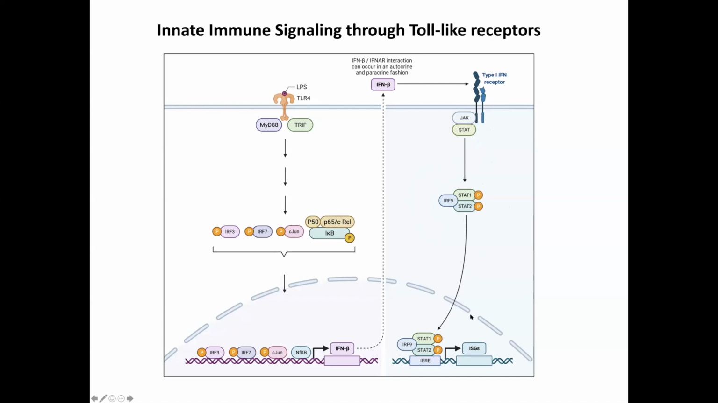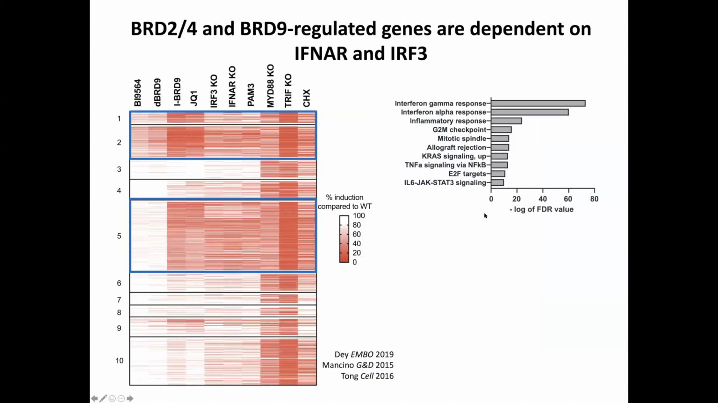This ISGF3 complex can also translocate to the nucleus to bind IRF elements and ISRE elements to activate ISGs, or interferon stimulated genes. By knocking out components such as IRF3 and the type 1 interferon receptor, several investigators have shown that the majority of the secondary response to lipid A is driven through this type 1 interferon receptor. Indeed, when we look at the genes that are affected in response to BRD9 inhibitors, we find that a number of these genes are also affected in the absence of IRF3 and the interferon receptor knockout, really suggesting that BRD9 is potentially affecting this interferon receptor pathway.